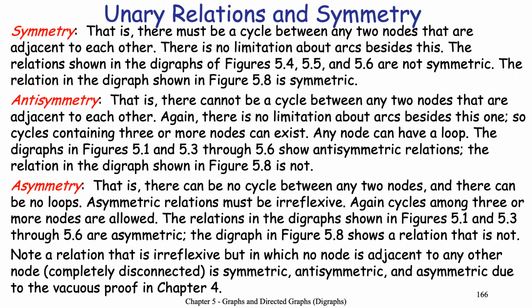Then we have symmetry, anti-symmetry, and asymmetry. And so these are just different ways of how things can be related. So for symmetry, there must be a cycle between any 2 nodes that are adjacent to each other. For anti-symmetry, there cannot be a cycle between any 2 nodes that are adjacent to each other. And for asymmetry, there can be no cycle between any 2 nodes, and there can be no loops.